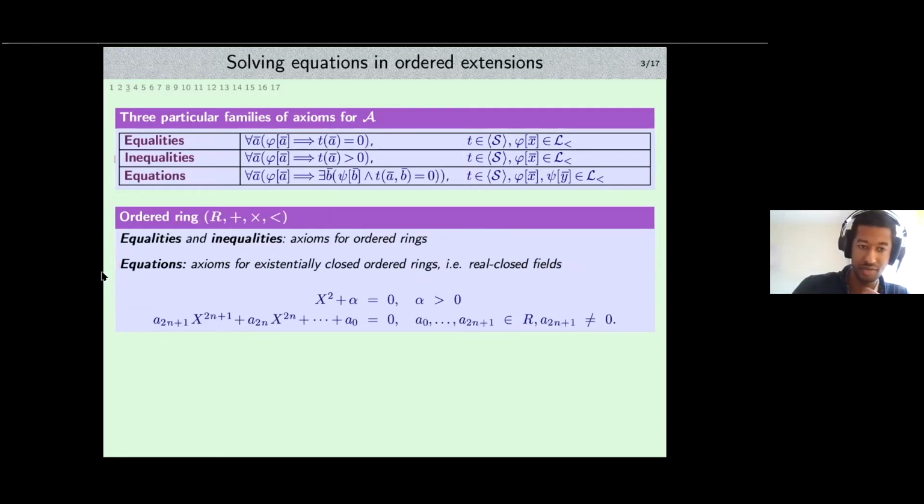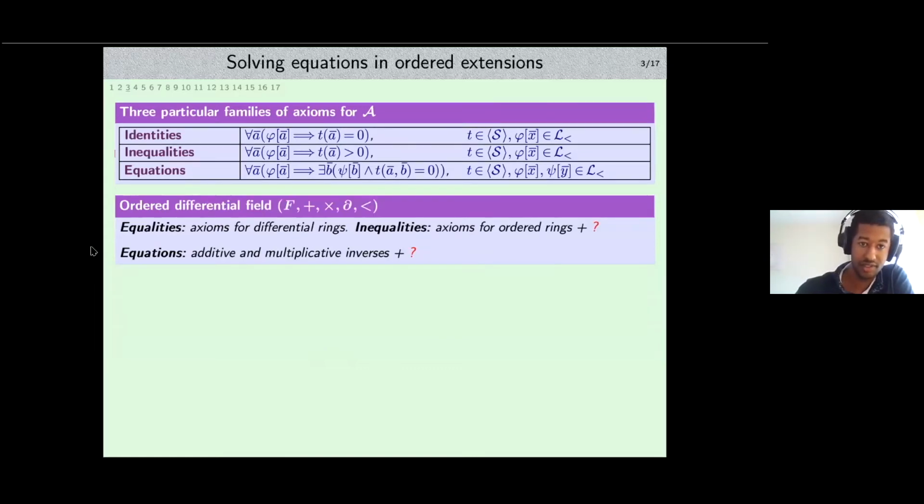Another example is in the case of ordered rings. In that case, we want the axioms for ordered rings. And if you want this existential closedness notion, then we have to take what are called real closed fields. So we will have solutions to those equations, minus those equations, and also to those equations which are just saying that polynomials with odd degree have zeros.